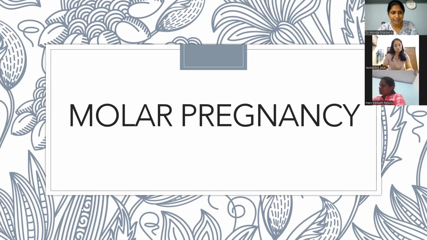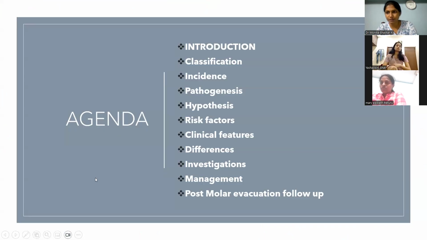Okay. So what all will we be discussing in today's class? We'll have a brief introduction of what is molar pregnancy, the classification of molar pregnancy or gestational trophoblastic disorders, the incidence, the pathogenesis, and the main hypothesis behind the formation of moles. And what are the main risk factors which contribute to it? If a pregnant mother has molar pregnancy, what are the most common clinical features she presents with? How do you differentiate between a complete hydatidiform mole and a partial hydatidiform mole? How do we investigate her, and management?